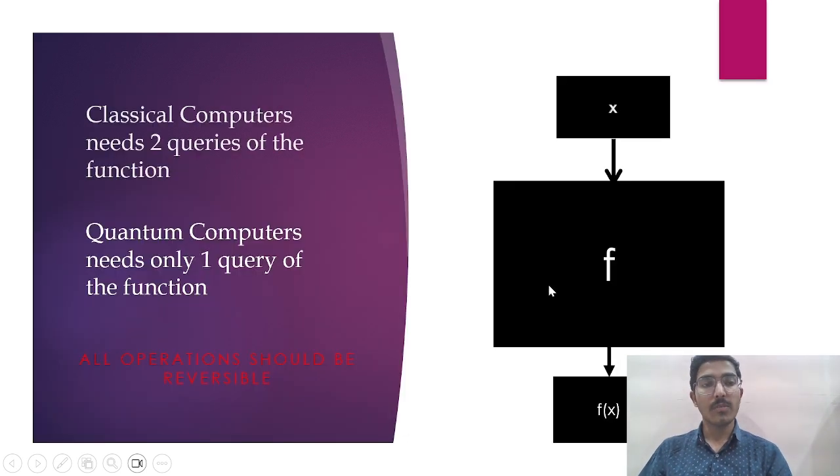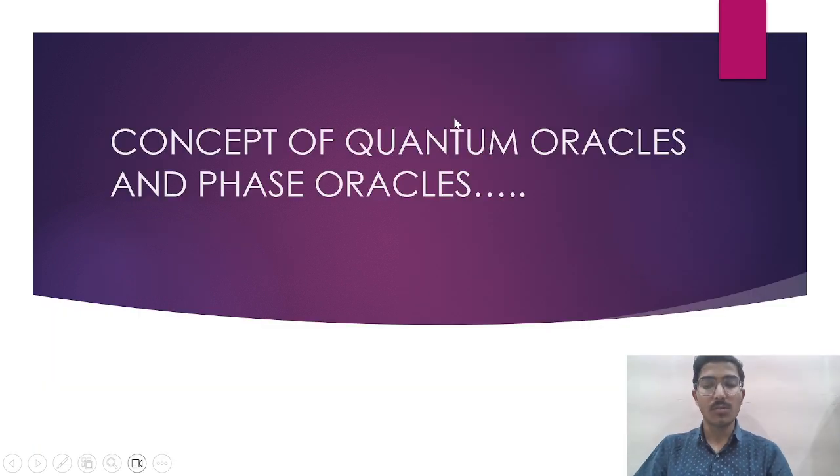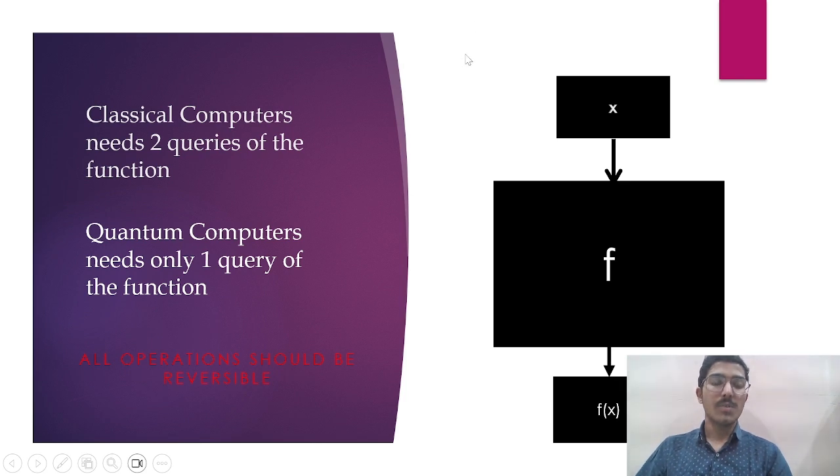Now we will move on to our next topic, which is just important notes. A classical computer needs two queries of the function, whereas a quantum computer needs only one query of the function. But in a quantum computer, all operations should be reversible. Here is a graphical representation of how the function works.